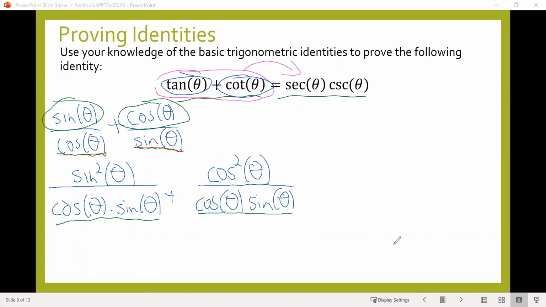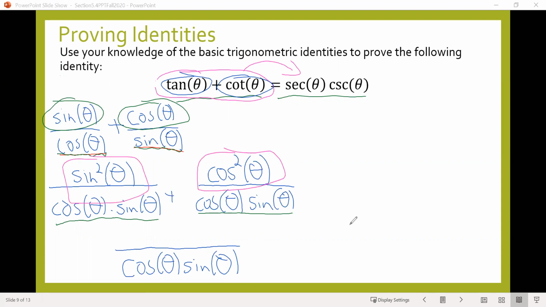So now we have two fractions with the common denominator. And remember, when we add fractions, we keep the denominator. So we'll keep this as cosine of theta sine theta. And then we add the numerators. So we'll do sine squared theta plus cosine squared theta. Again, those are not like terms, so we're just going to leave that as sine squared theta plus cosine squared theta.